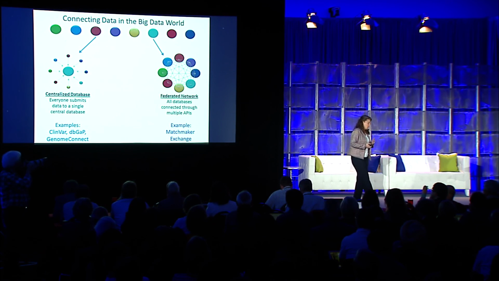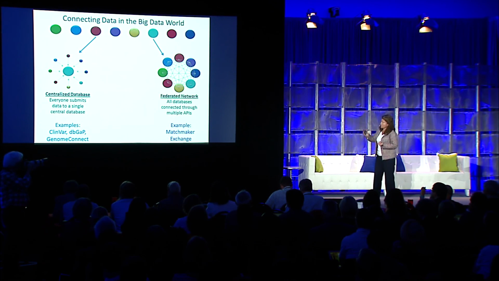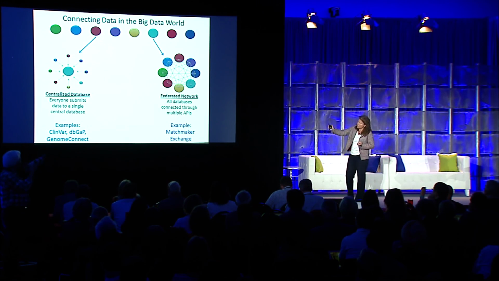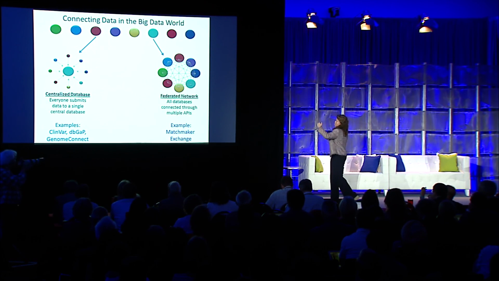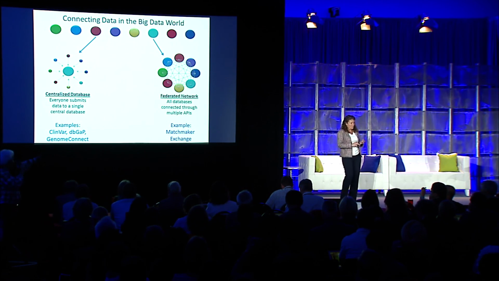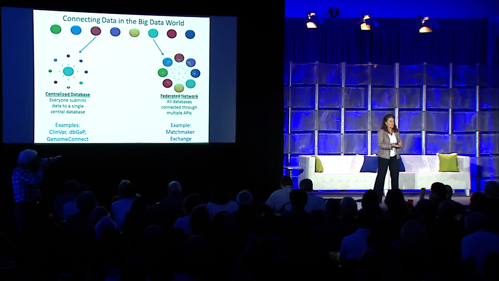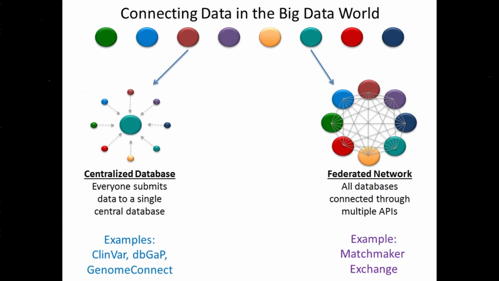So we've been working with a number of different models to support this. Most databases today are on the right side of this figure, or left on your side, like ClinVar, like dbGaP. These are centralized databases. People submit their data, and you get access through this centralized portal. Recently, we have a project undergoing the last couple of years called the Matchmaker Exchange. This is a truly federated network where the databases exist on their own, and then you connect through APIs to be able to share data.